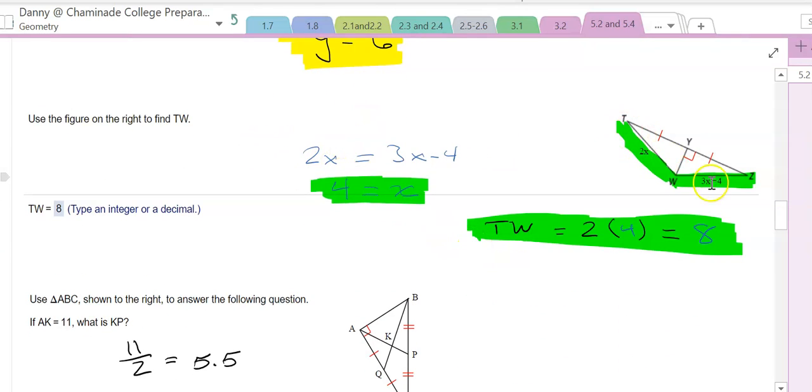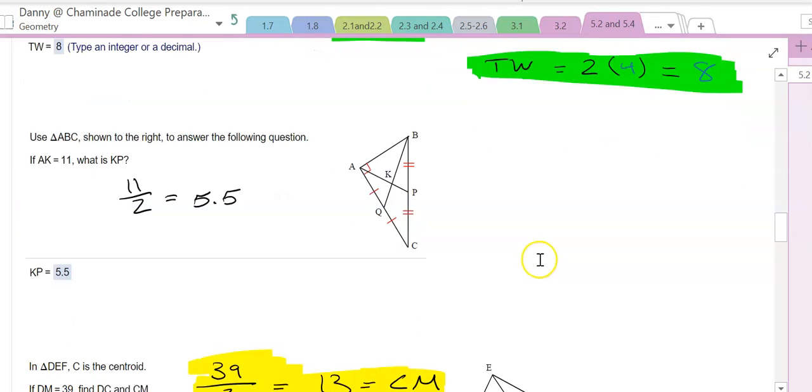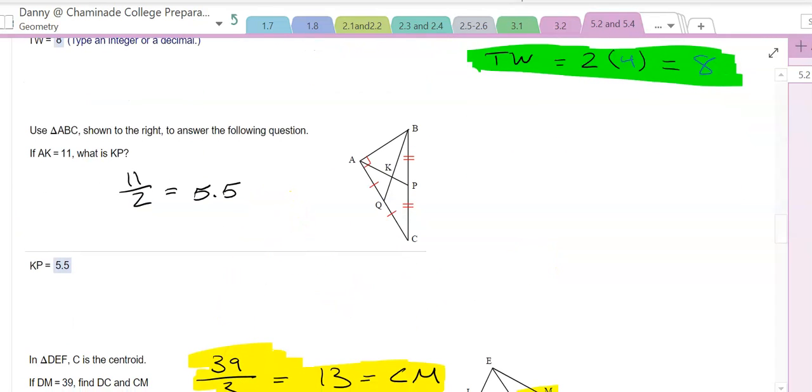Here, watch out. We are setting them equal to each other to get x, but it's not asking us for x. It is asking us for the distance of TW, so we need to plug that back in. And then here we're getting into 5.4.